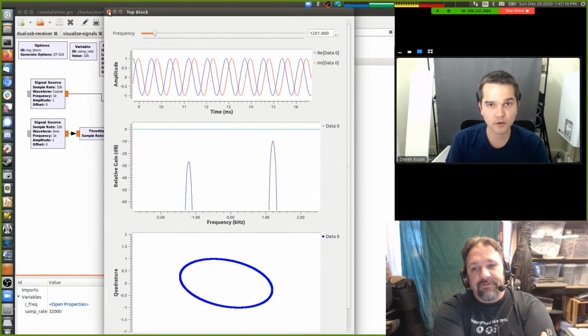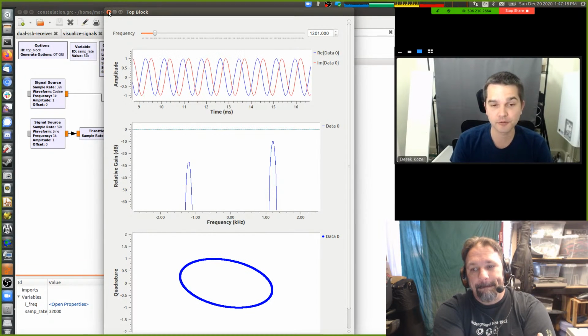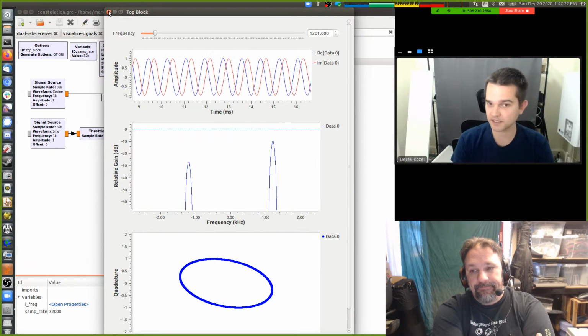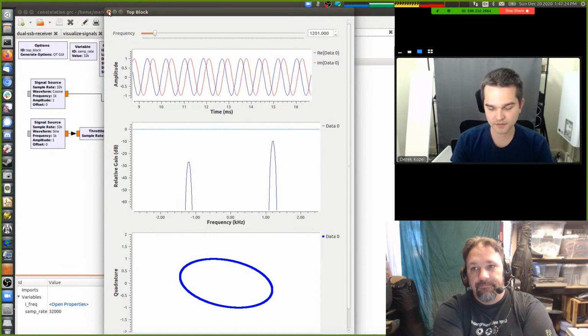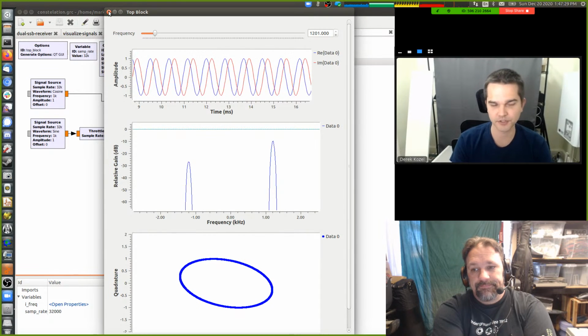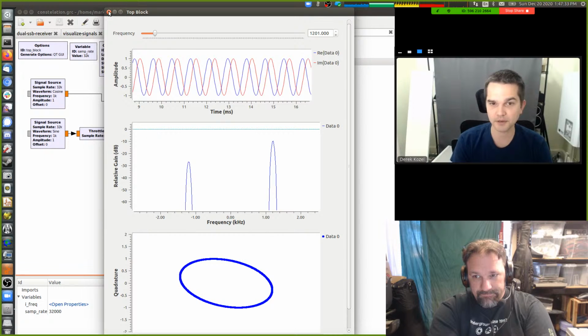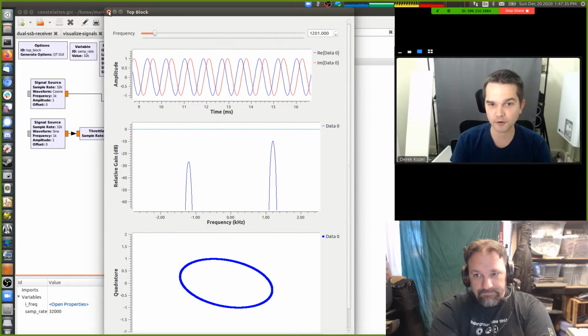So when you broadcast out your radio, it's a float. Yes. It is a real valued signal because it's current or voltage on your antenna. You don't have a complex number coming out of your rig. Correct.